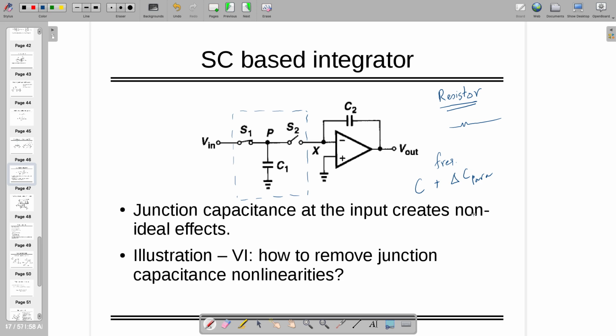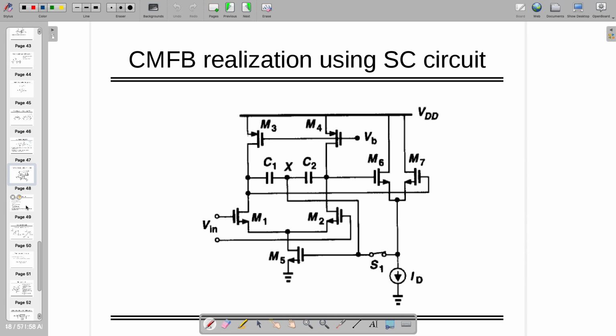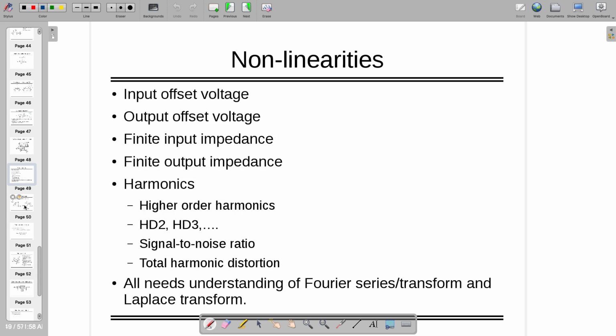So how to remove junction capacitance non-ideal non-linearities? Increase the length. You can increase the length. You have to play with W and L. There are only two things which you have, so you can do that, right? This is okay. CMFB I'm just keeping.